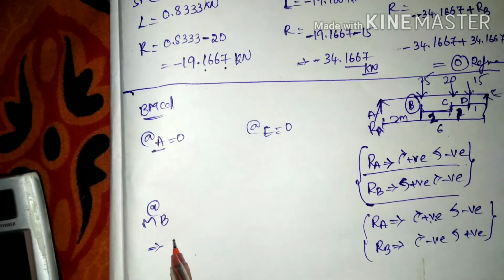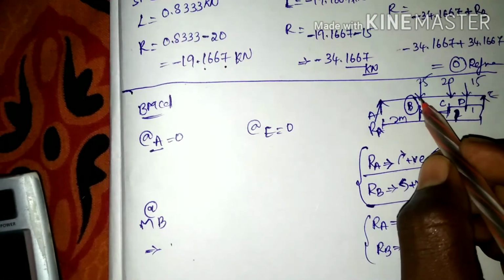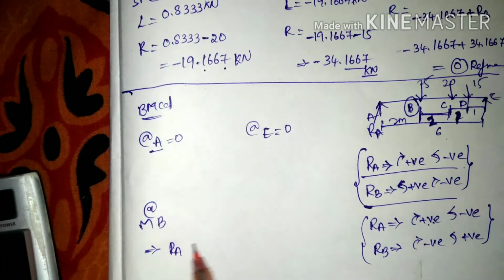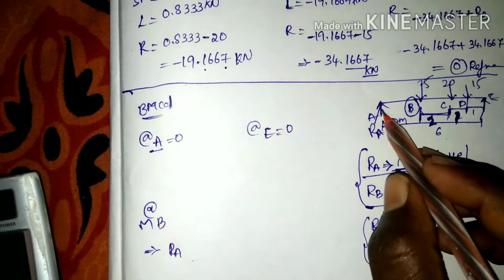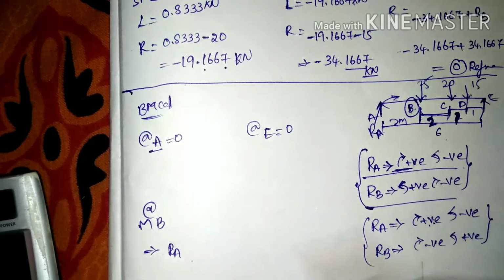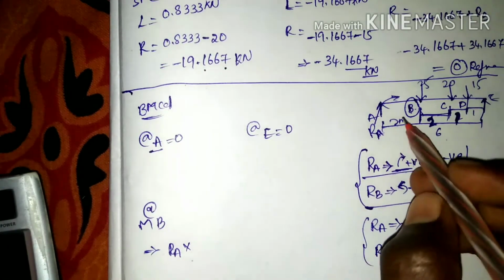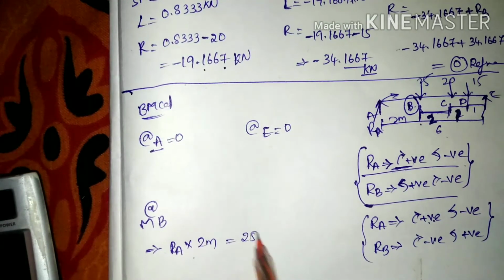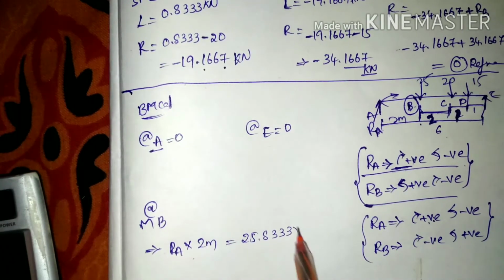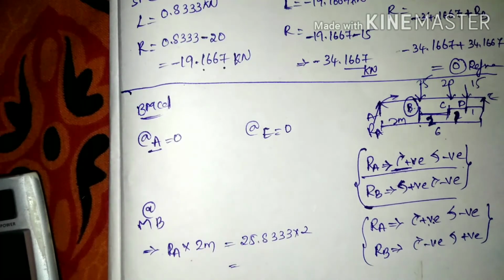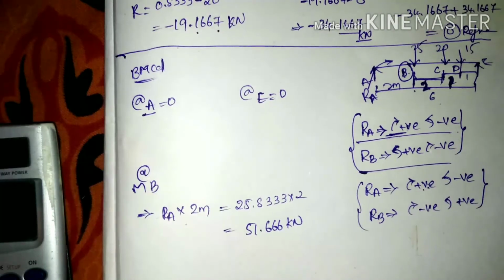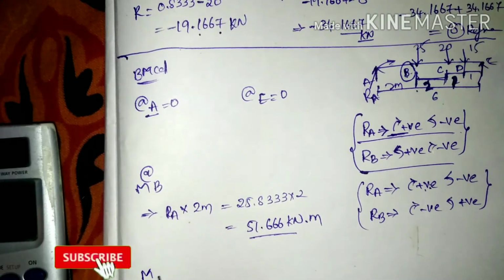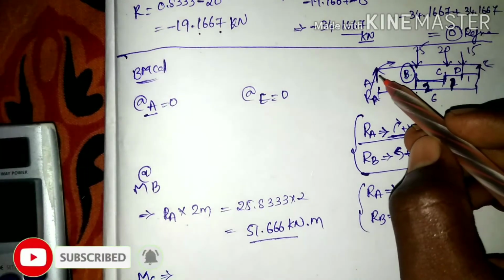Up to B, we have only RA. RA is in the clockwise direction. For taking the moment about B, it is in the clockwise direction, so it is positive, into the distance from RA to B, which is 2 meters. The value is 25.833 into 2 meters, which is 51.666 kilonewton meters.